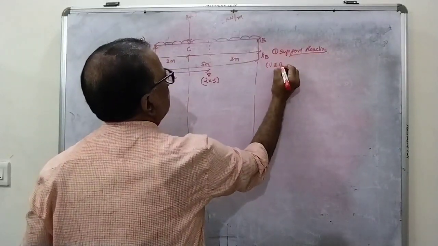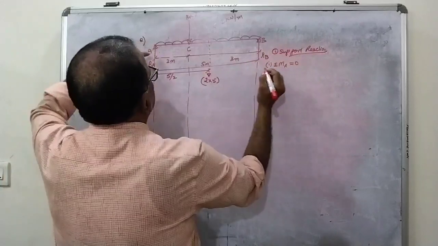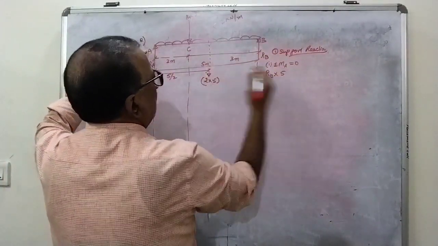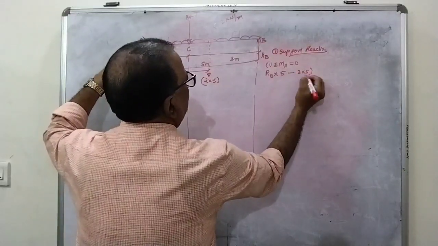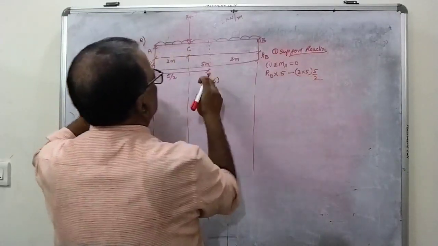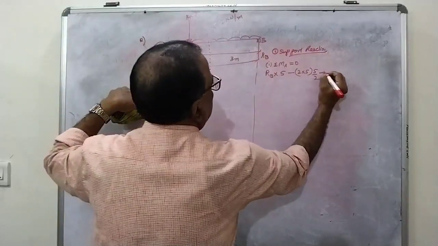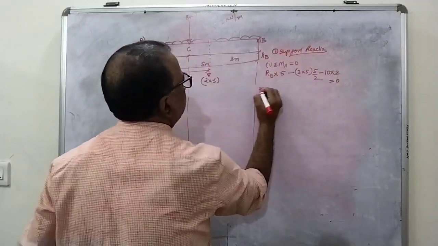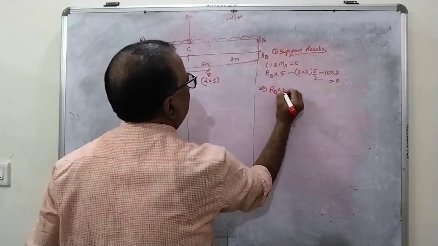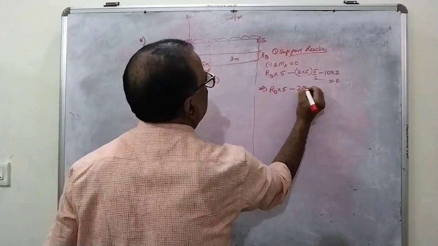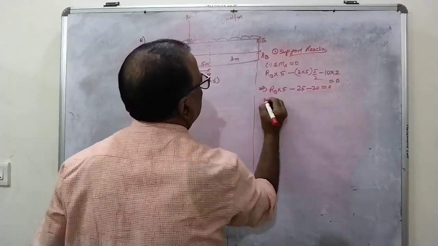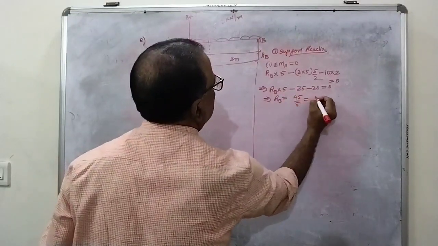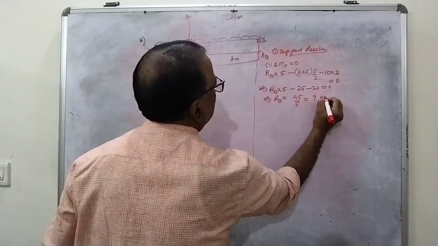Number 1, algebraic sum of moments about A is equal to 0. RB into 5 downwards minus 2 into 5 into 5 by 2. Next is 10 kilonewton minus 10 into 2, it is equal to 0. RB into 5 minus 25 minus 20 is equal to 0. This implies RB is equal to 45 by 5, 9. RB is equal to 9.